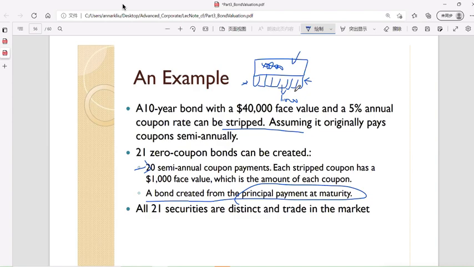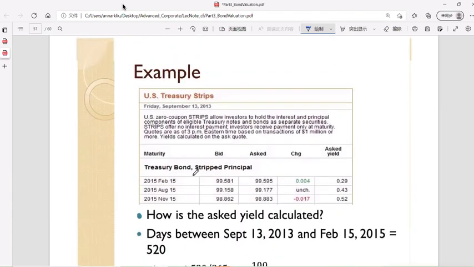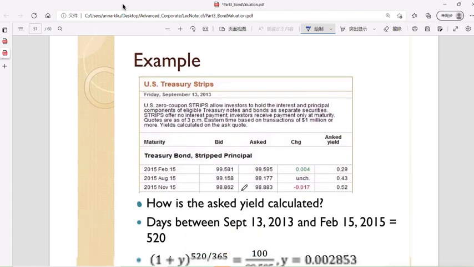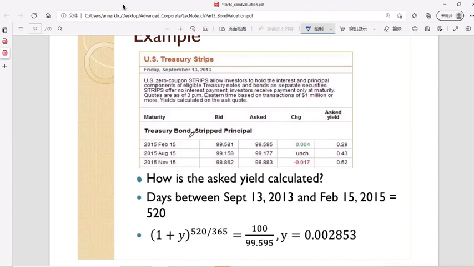All 21 securities are distinct and trade in the market. Okay. So here is how we do it, right? The stripped principle. So how is the ask yield calculated?